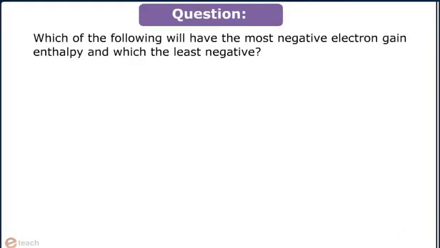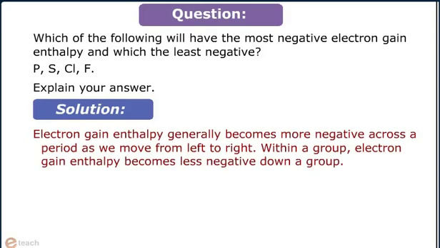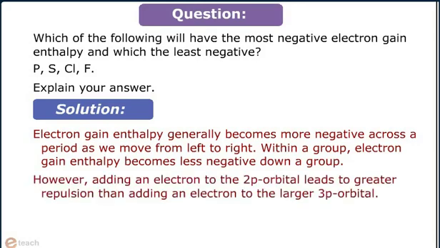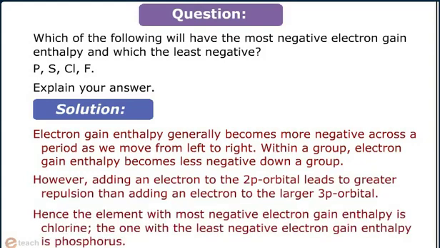Question: which of the following will have the most negative electron gain enthalpy and which will have the least negative? The elements are phosphorus, sulfur, chlorine and fluorine. Also explain your answer. Solution: electron gain enthalpy generally becomes more negative across a period as we move from left to right. Within a group, electron gain enthalpy becomes less negative down a group. However, adding an electron to the 2p orbital leads to greater repulsion than adding an electron to the larger 3p orbital. Hence, the element with most negative electron gain enthalpy is chlorine, and the one with the least negative electron gain enthalpy is phosphorus.